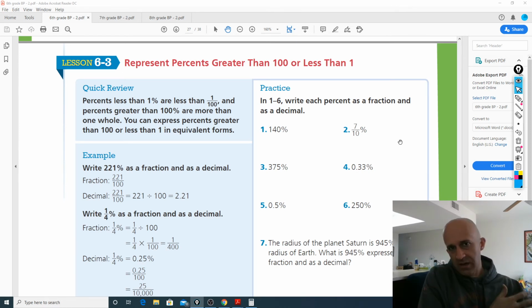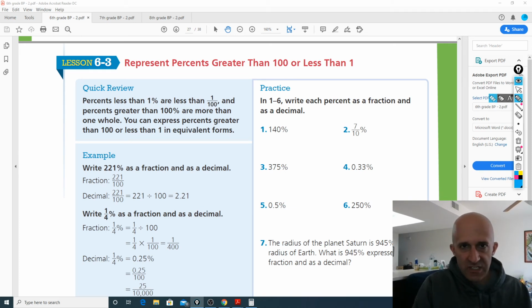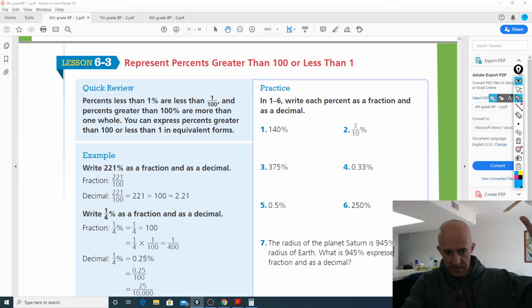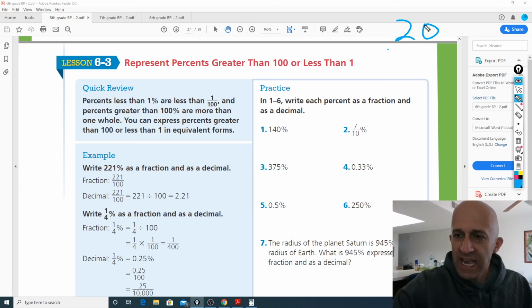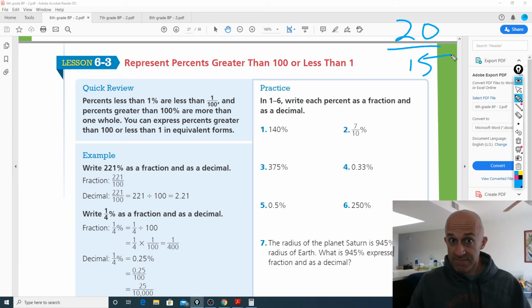Percents that are greater than 100 or less than 1. Like if I were to say relate 140% as a fraction and a decimal. If you got 140% on a test, that means you got more than the available part. Like if you had a 20 out of 15 on a test, you had 5 extra points. That's more than 100. That's one way of looking at that.